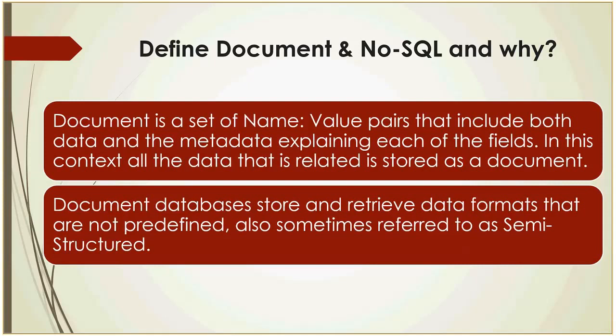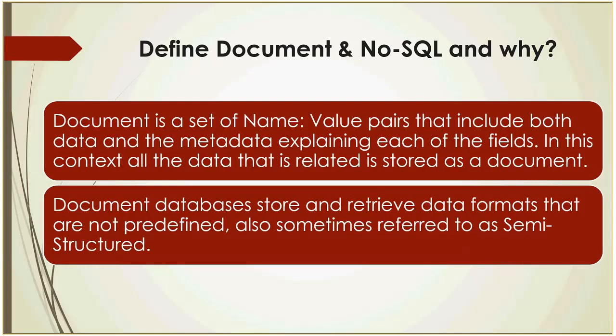So a document is a set of name-value pairs that include both data and metadata. What I mean by data is that all the related information for a specific entity will be stored as a document. Let's say for a student, in the typical school world, we have been taught about normalized structures where addresses, phone numbers, and any other additions will be in their own separate tables. But in document databases, the goal is to keep as much information relevant to a specific user in the same record, which is a document.